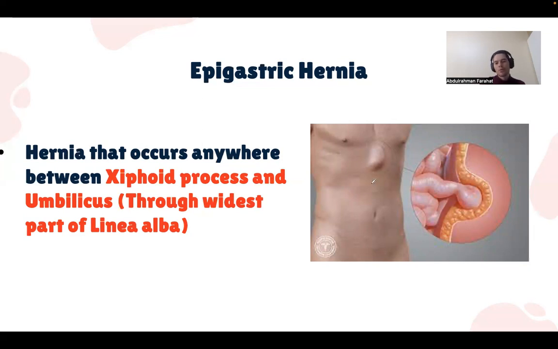I brought this image to try to help you imagine it. So this would be the xiphoid process. You could go all the way down to the epigastric. Any hernia in this region right here would be an epigastric hernia. However, if a hernia happens in this region right here, this is a para-umbilical hernia because it happens at the linea alba, but at the umbilical level or just below it. So that would be a para-umbilical. From the xiphoid process to the umbilicus, that would be an epigastric hernia.